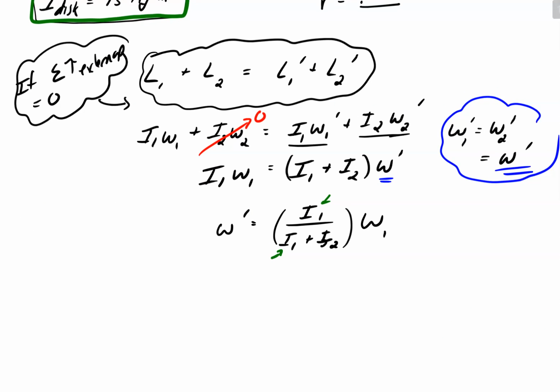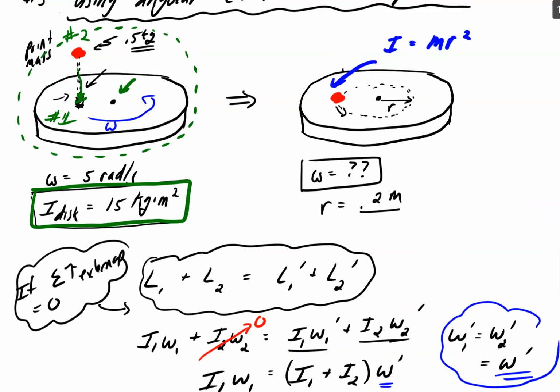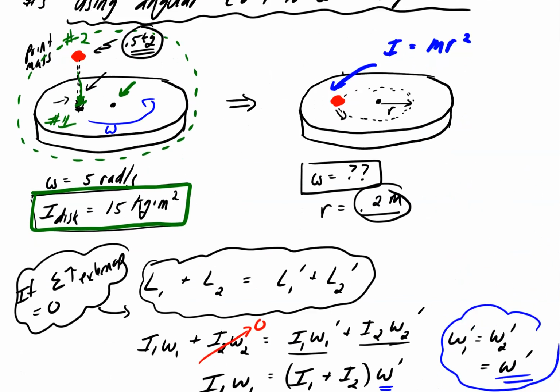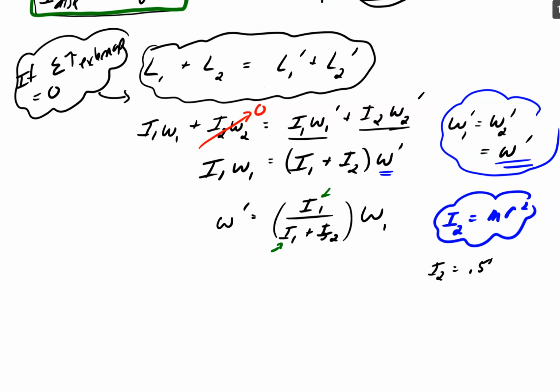Now let's go ahead and put the numbers in. I2 is going to be mr squared. What is I2 then? Its mass is 0.5 kilograms and R is 0.2 meters. So we've got 0.5 kilograms times 0.2 meters squared. 0.5 times 0.04 seems to me like it's going to be 0.02. If I'm wrong, don't worry about it. I think that's what it is.